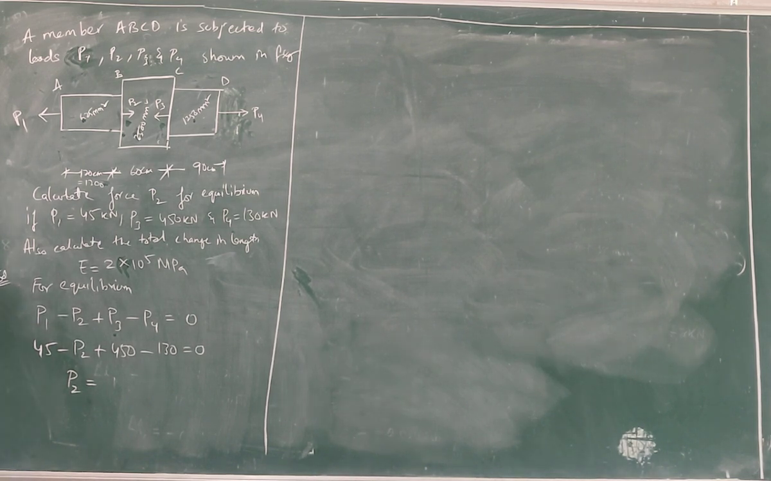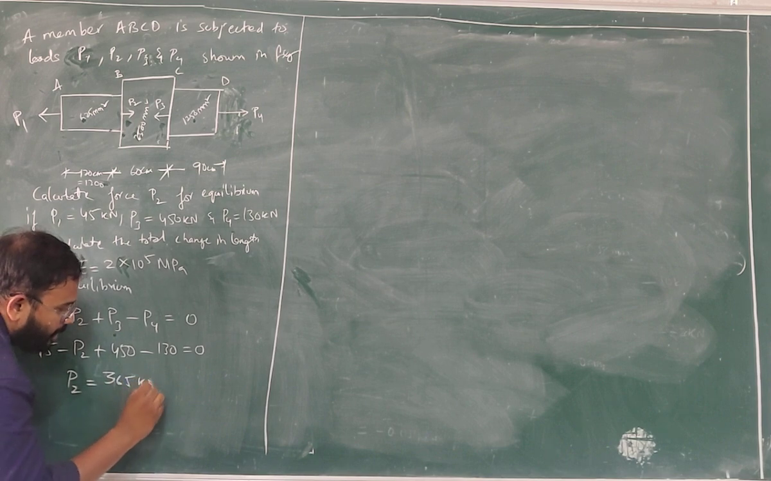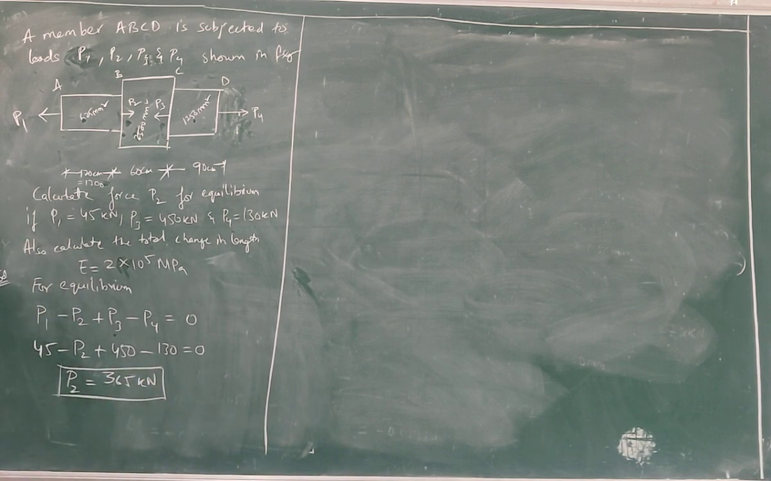365 kilonewton. P2 is equal to 365 kilonewton. Okay. P2 is minus 365. Correct. Why will this not be negative? This is 450, right? This will go on that side, right? Minus 450 plus 130 minus 45. Negative will be cancelled from either side.